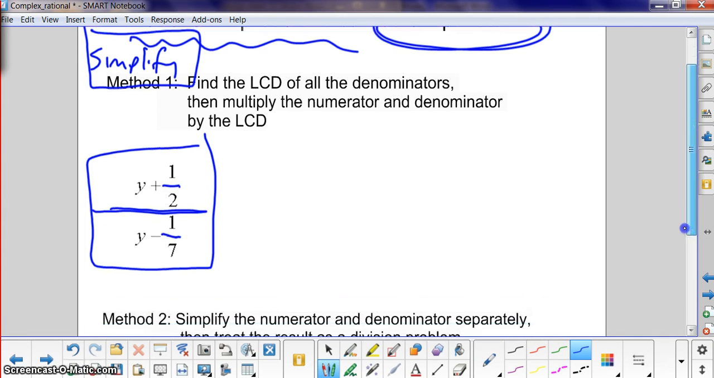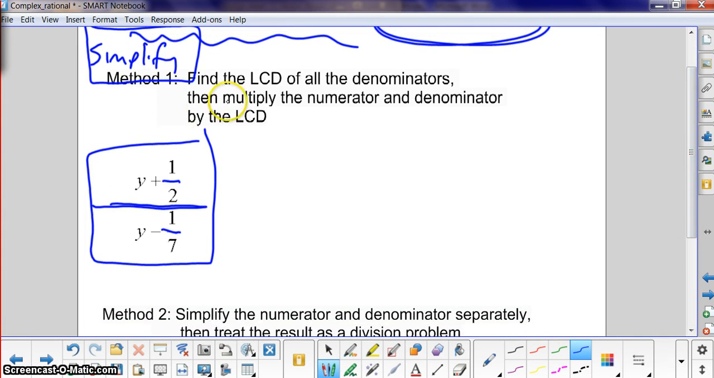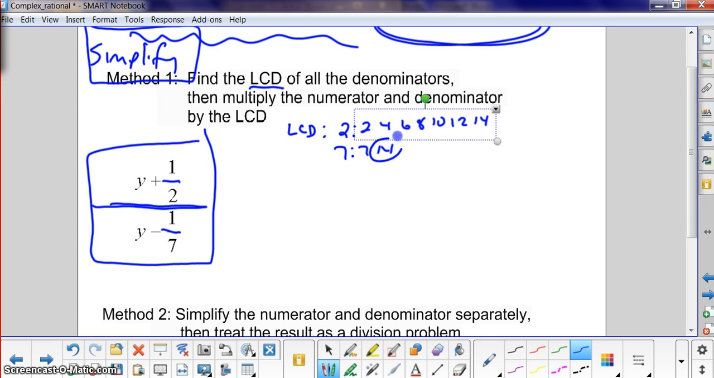In order to simplify a complex rational expression, method 1 is to find the least common denominator of all the denominators. So my numerator has a fraction, it has a denominator of 2. My denominator has a fraction, it has a denominator of 7. So I'm looking for the LCD between 2 and 7. Now the LCD is also known as the least common multiple, so the multiples of 2 and the multiples of 7 that match up is my least common denominator. So in this case, the least common denominator is 14.